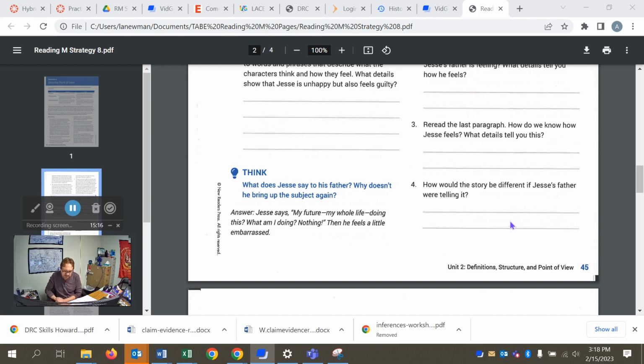Okay, number 4, how would the story be different if Jesse's father were telling it? Well, the story might focus more on the pride that he takes in the store and his work, and maybe the feelings of regret that he has that his son hasn't taken much interest in what he does. Wanting Jesse to understand his own motivations, point of view, and why the store is important to him.